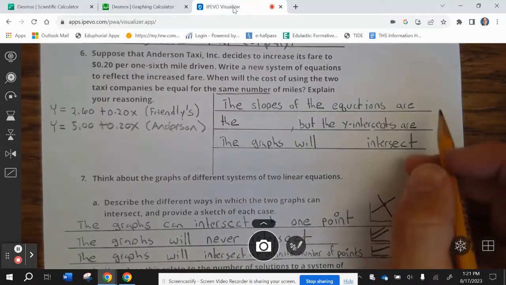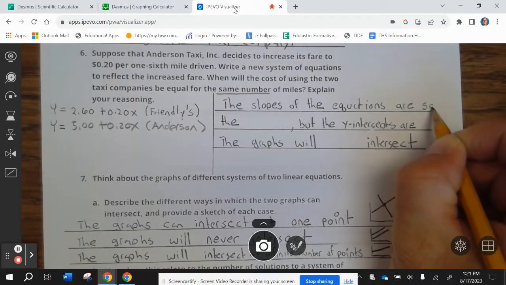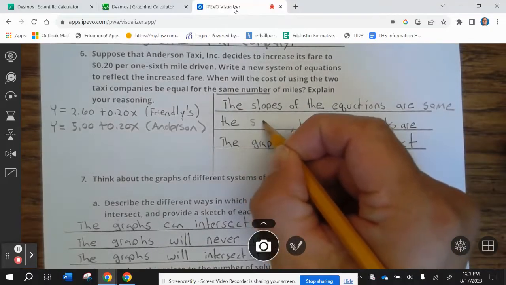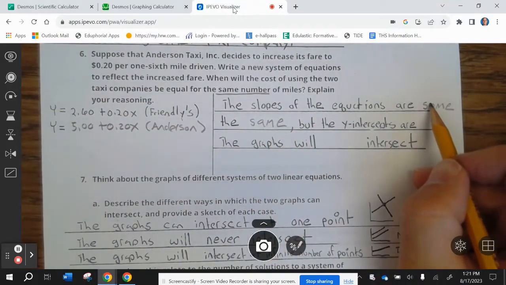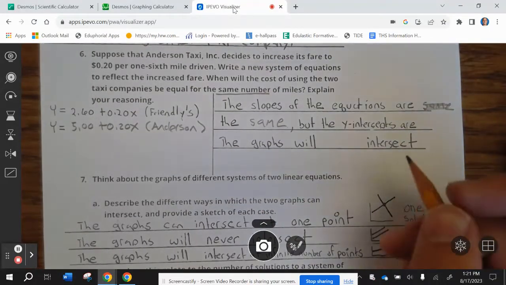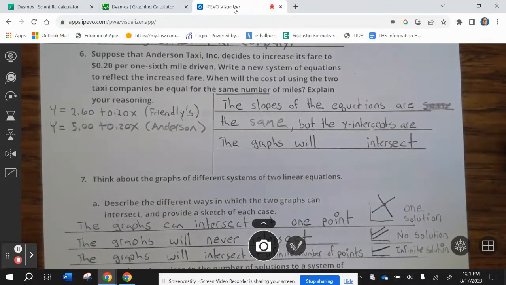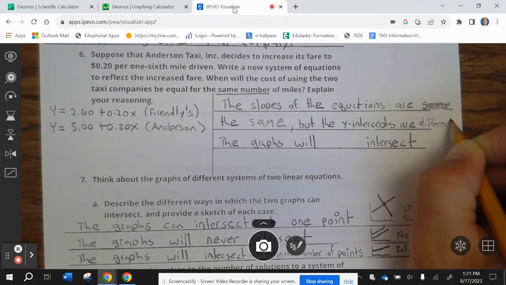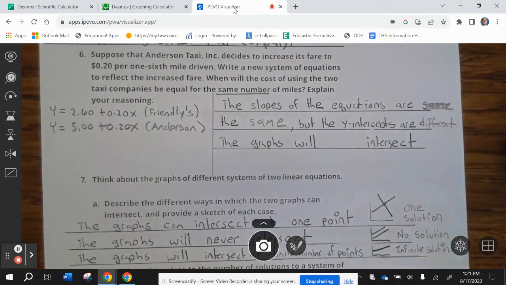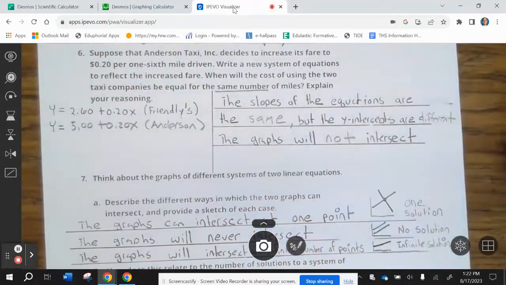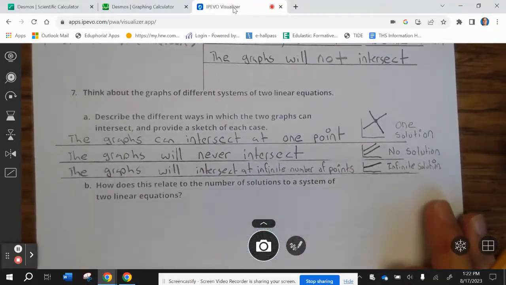So the slopes of the equations are the same. But the y-intercepts of the graphs will be different. So the graphs will not intersect. Fix that there.